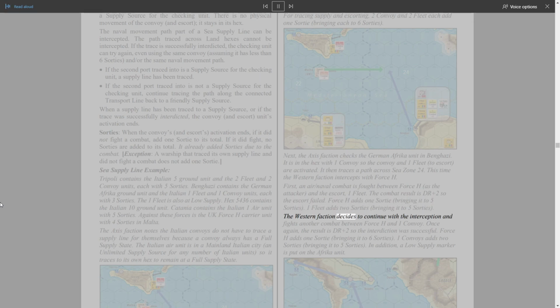The Western faction decides to continue with the interception, and fights another combat between Force H and 1 convoy. Once again, the result is DR+2, so the interdiction was successful. Force H adds 1 sortie, bringing it to 6 sorties. 1 convoy adds 2 sorties, bringing it to 5 sorties. In addition, a low supply marker is put on the Africa unit.